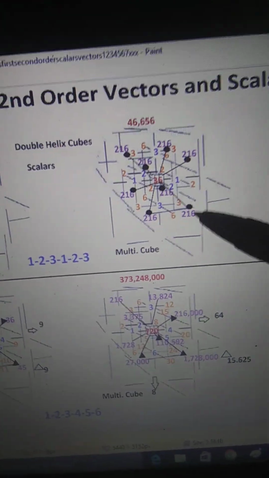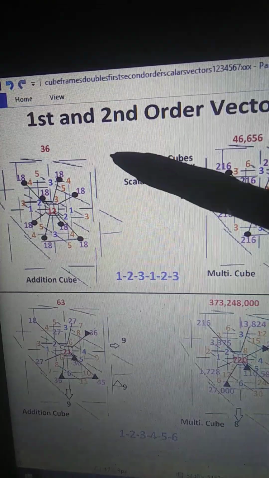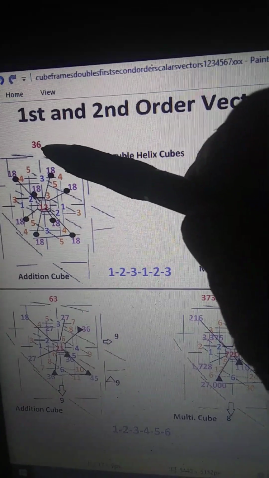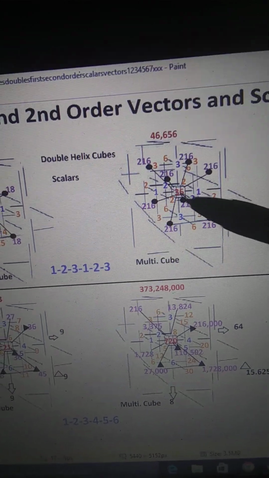And this is an addition cube of 1, 2, 3, 1, 2, 3, and this is a multiplication cube of 1, 2, 3, 1, 2, 3. These are the ghost numbers, the outer ghost numbers. I didn't put them at the corners because I didn't want to make it more complicated than it is. So I put a single ghost number at the top. 36 is 3 times 12, and 46,656 is 36 times itself 3 times.